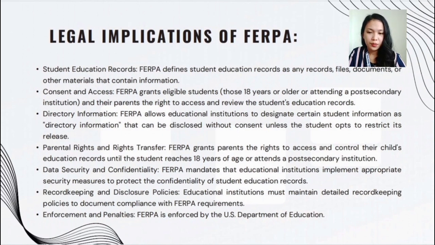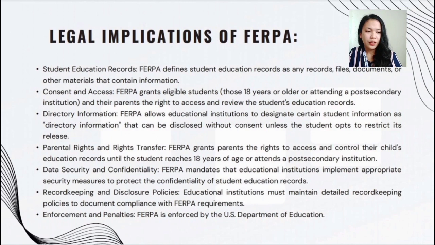FERPA generally prohibits the disclosure of personally identifiable information from educational records without prior written consent from parents or eligible students. There are exemptions to this rule, such as disclosures to school officials with legitimate educational interest, disclosures in response to court orders, and disclosures to other educational institutions where the student is seeking enrollment.